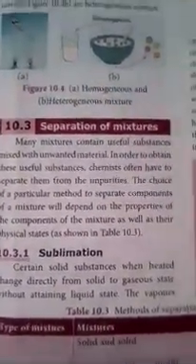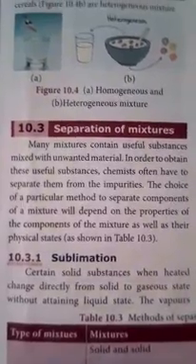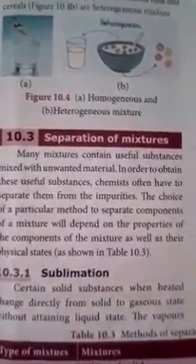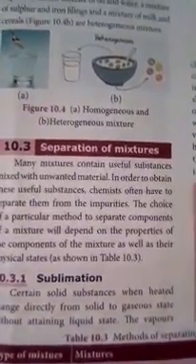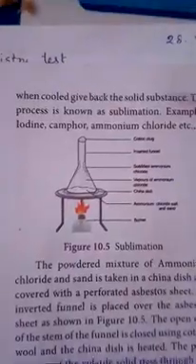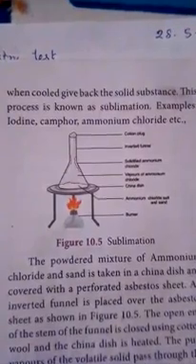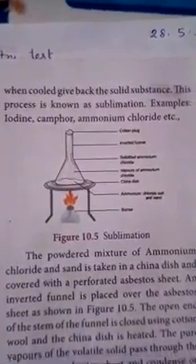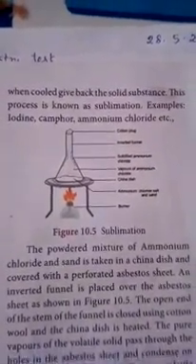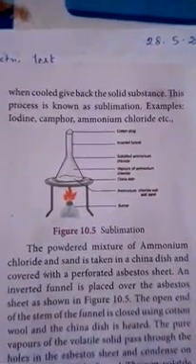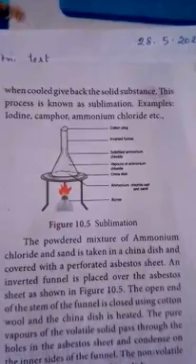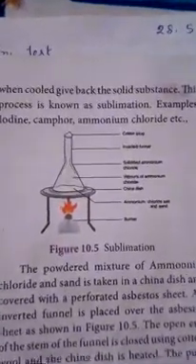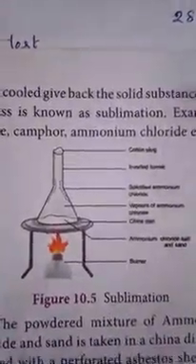Certain solid substances when heated change directly from solid to gaseous state without attaining liquid state. When cooled, they give back the solid substance. This process is known as sublimation. Examples: iodine, camphor, ammonium chloride. This is the method from the experiment.